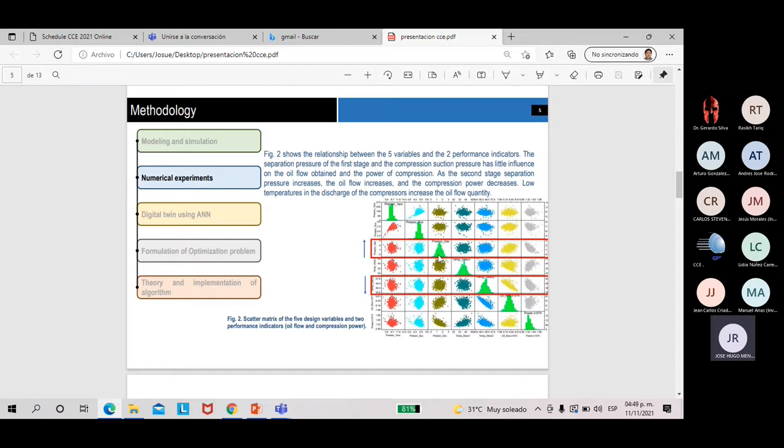Numerical experiments. To review the interaction between the variables, the scatter matrix was built. The most important thing that we can observe in the graph is that as the separation pressure of the second stage increases, the oil increases and the compression power decreases. Another important point is that the low pressure in the discharge of the compressor favors the increase of the oil flow. These first conclusions are consistent with the results of the multi-objective optimization.